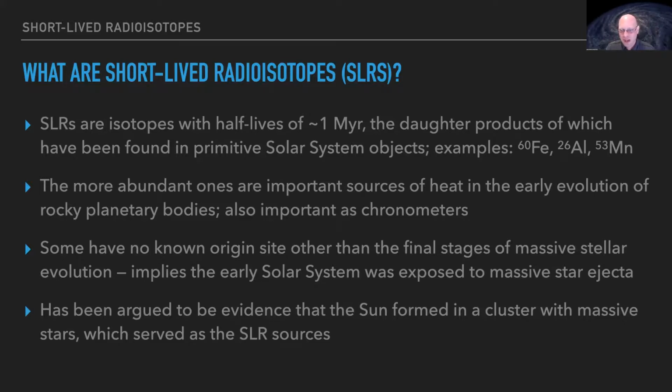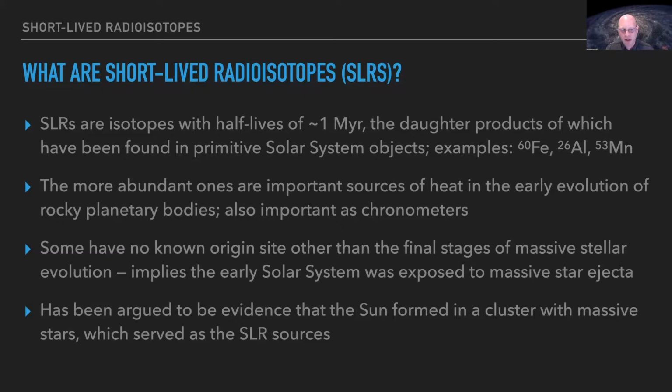All right, now, the interesting thing is, why would you find them in the young solar system? The more abundant of them are actually, in fact, important sources of heat in the early evolution of rocky planetary bodies. They may melt some bodies. Even when they don't melt things, they're important as chronometers.